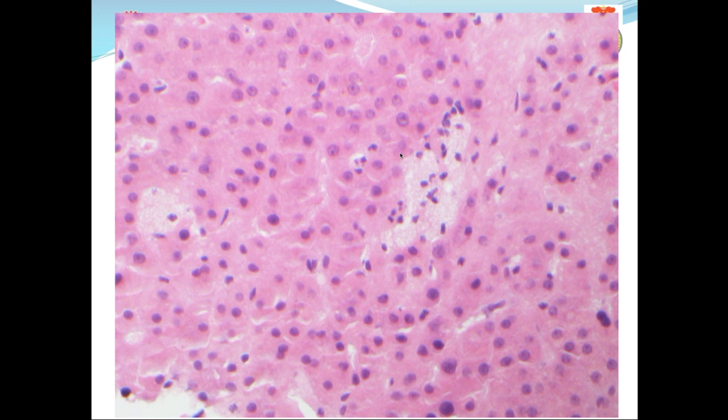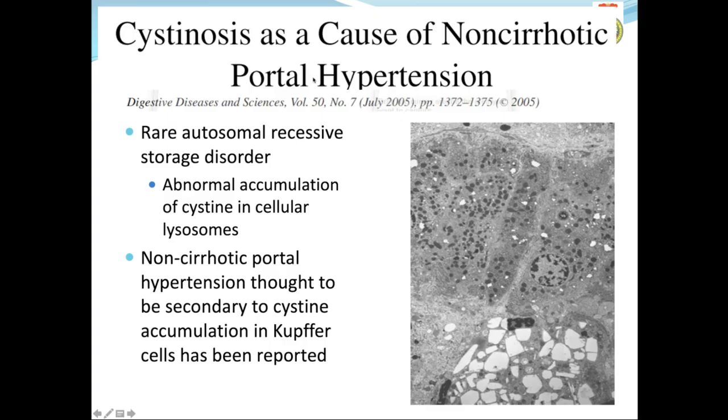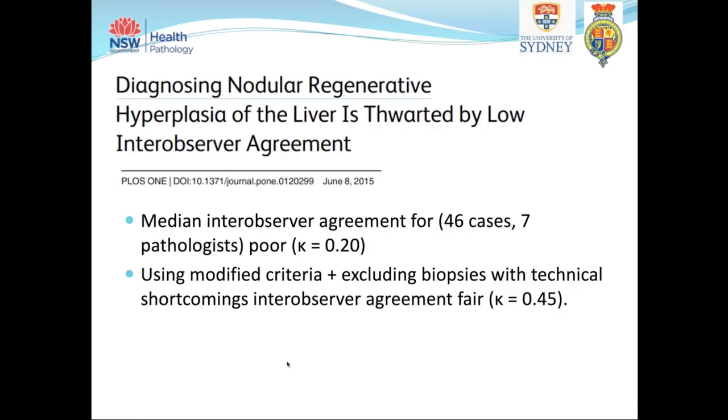Looking more closely in the sinusoids, they were packed, many of them, with these Kupffer cells containing this finely granular material pictured again here. And this, in fact, is a case of cystinosis causing non-cirrhotic portal hypertension, which is one of the synonyms or terms used for nodular regenerative hyperplasia. And this pattern of injury is thought to be secondary to cystine accumulation in Kupffer cells blocking the sinusoids. I think diagnosing NRH is difficult.